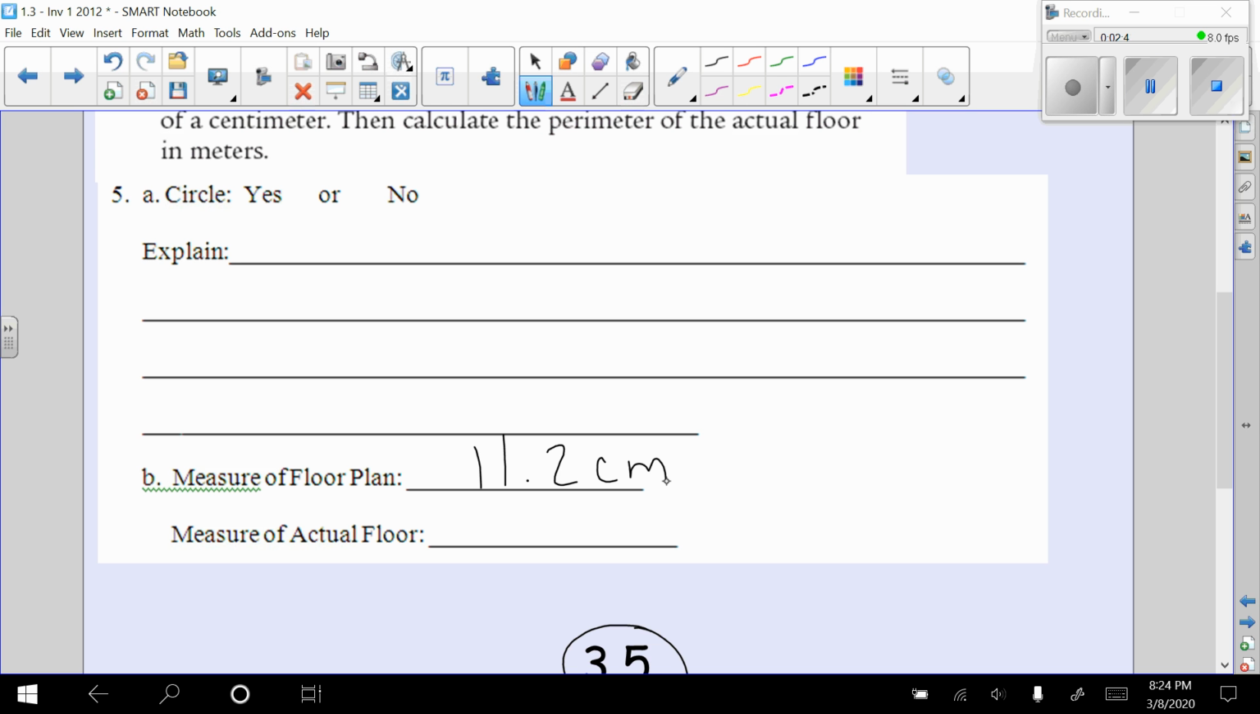Now it says the actual measures. Well, if we would have looked at the first pages, we would have seen there was a scale on page 7. The scale said for every 1 centimeter is equal to 2 meters. So if I wanted to know the actual distance, I would take the 11.2 and multiply it by 2, because every one of those is 2 meters, to find out that it is 22.4 meters actually.